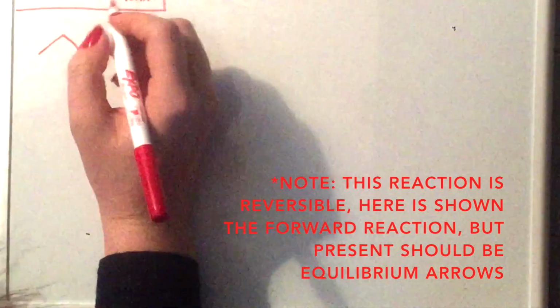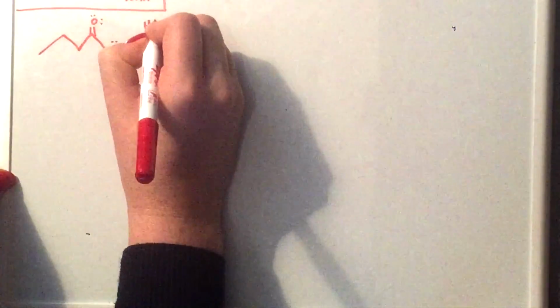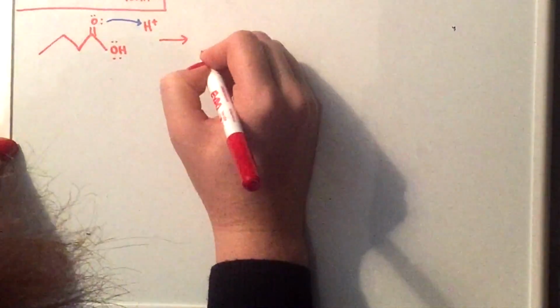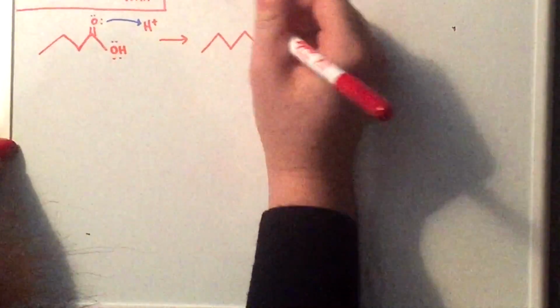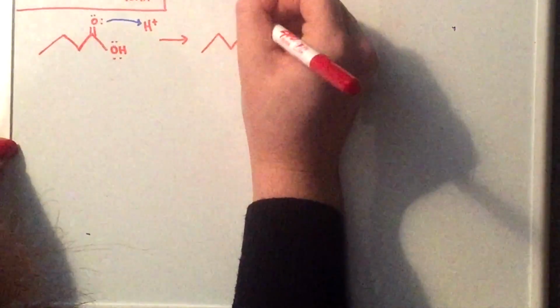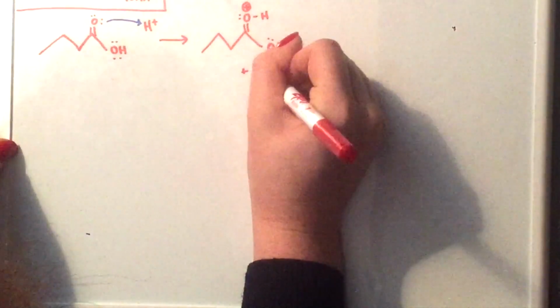Beginning with a carboxylic acid, in this case an acetic acid is used, the carbonyl oxygen is first protonated by an H+ ion. Following this protonation, the carbonyl oxygen will now hold a positive charge. The carbonyl carbon holds a partially positive charge in relation to the partial negative charge held by the oxygen.